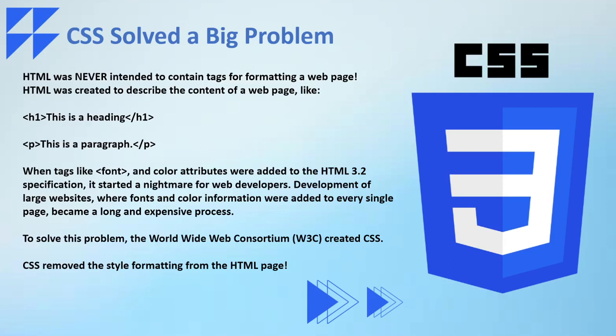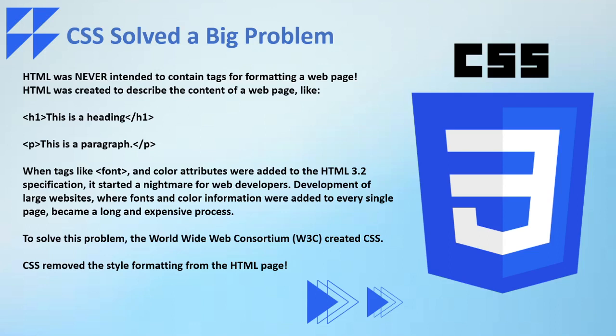So when tags like font and color attributes were added to the HTML 3.2 specification, it started a nightmare for web developers. Development of large websites, where fonts and color information were added to every single HTML page, became a long and expensive process. To solve this problem, the World Wide Web Consortium, W3C, created CSS. CSS removed the style formatting from the HTML page.